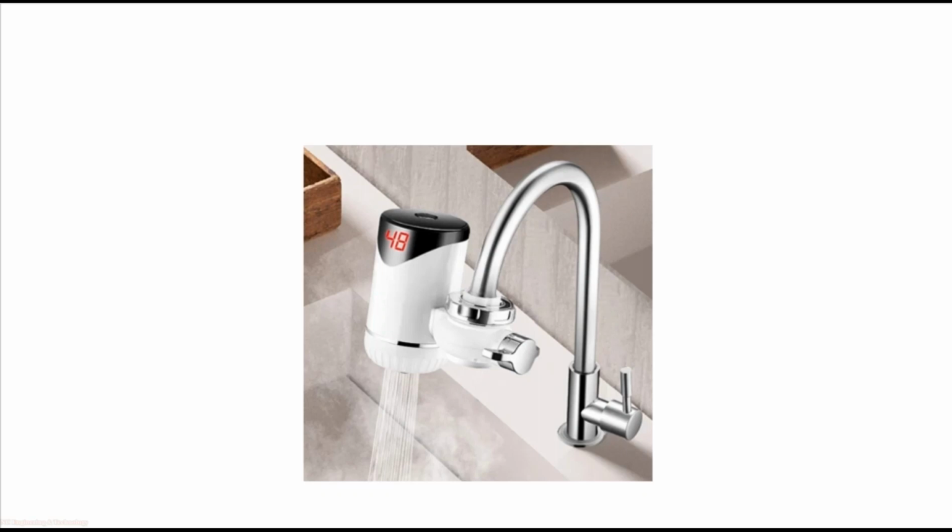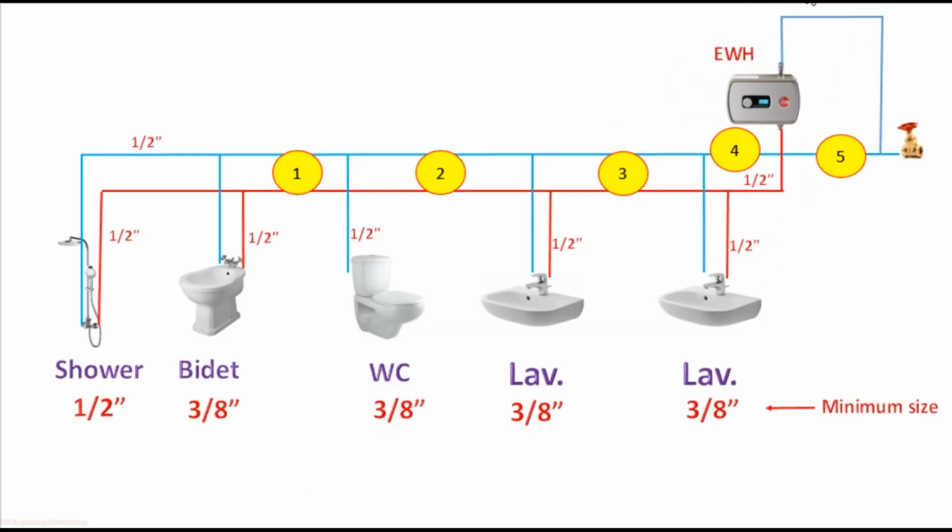To calculate GPM, first determine which fixtures you want to use simultaneously. If you are using only one fixture, then you need to determine the GPM for that fixture. Like in this picture, we are using only one faucet, so we need to consider the GPM for this faucet. If we are using a combination of different fixtures as shown in this picture, then you need to add the GPM for all the fixtures to calculate the total GPM required for the instant or tankless water heater.